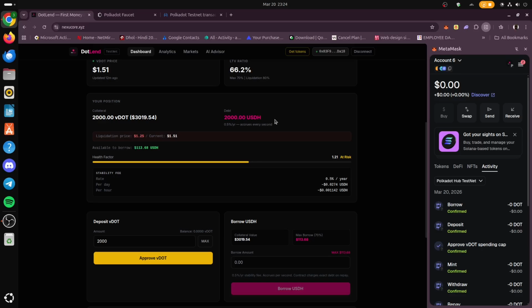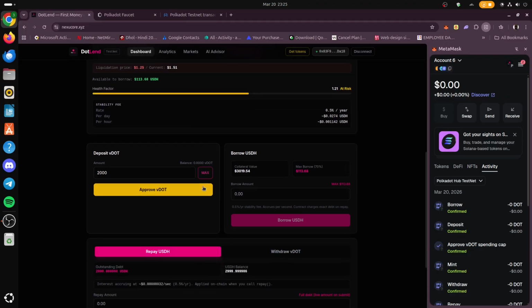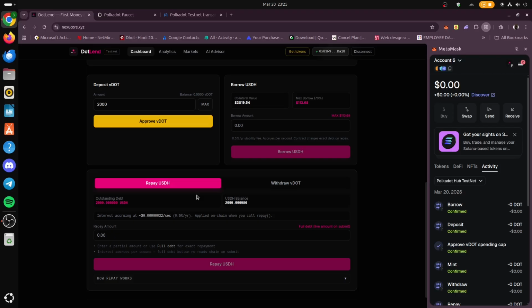So if someone else has it, what he will do is, the liquidity provider or some other user, he will come here and repay your debt for you. He will get your collateral of 2000 vDOT, and also get a 5% reward from us. So he gets 5% rewards on vDOT. We actually give the user 5% more vDOT.